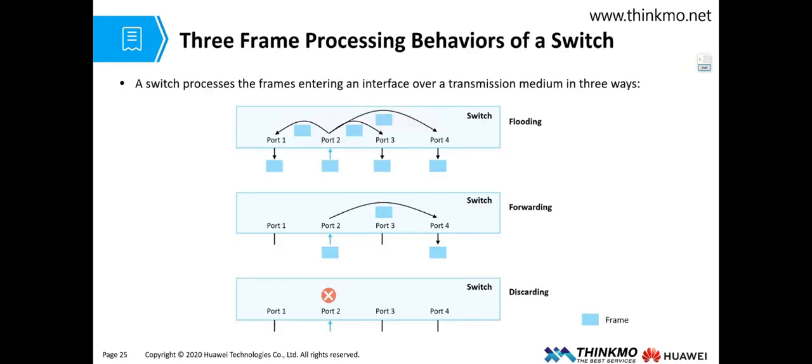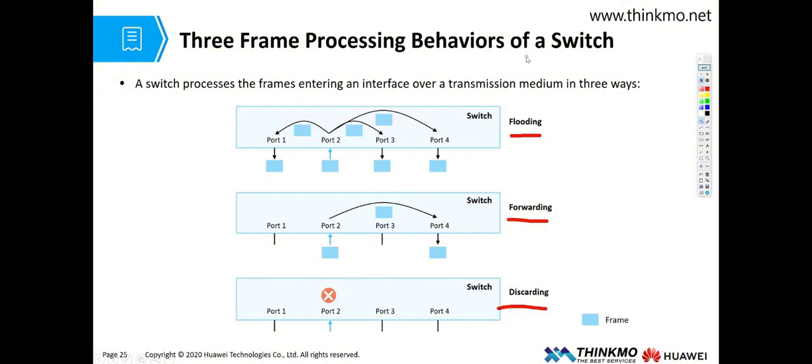In this process, the switch actually has 3 types of processing behaviors for our data. Through these 3 processing behaviors, we handle the data frames here. If we say that the switch forwards through these transmission media, whether it's network cables or optical fibers, it processes each frame that enters the interface. There are 3 processing methods, which are flooding, forwarding, and discarding. Let's look at them one by one.